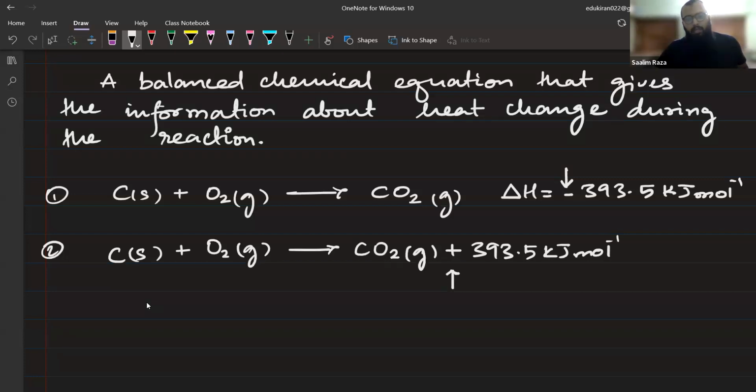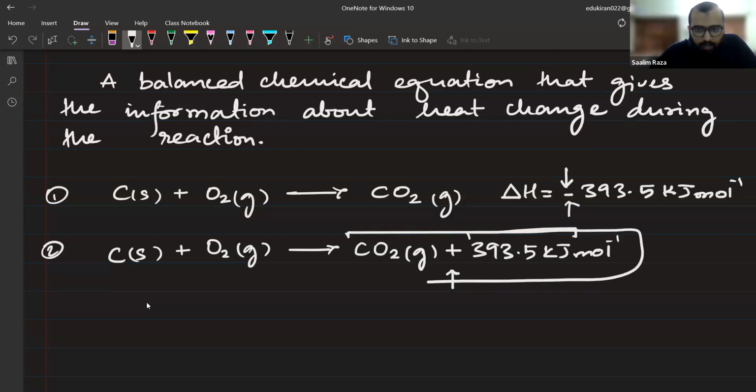Now, please remember when I talk about delta H, then delta H has a meaning. That means what is the heat involved? It is plus or minus. When delta H is involved, it is not talking about reactant or product. That is why I have to give a negative sign to say that heat is being released. But when I write this plus 393.5 kilojoule with CO2, I am already telling that it is a product. Is this clear? Yes or no?